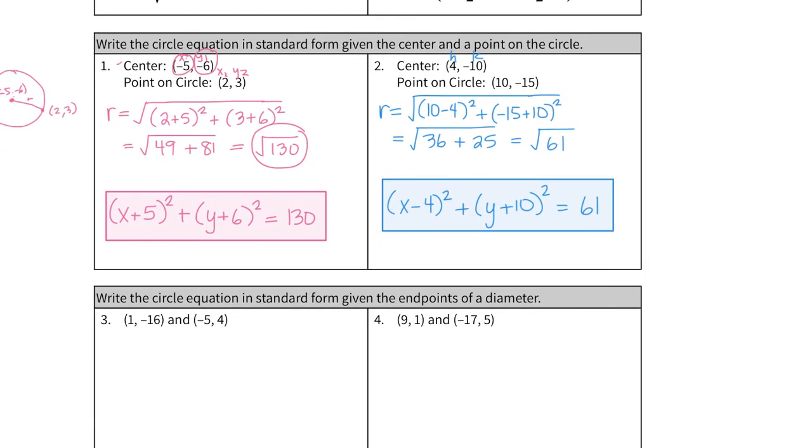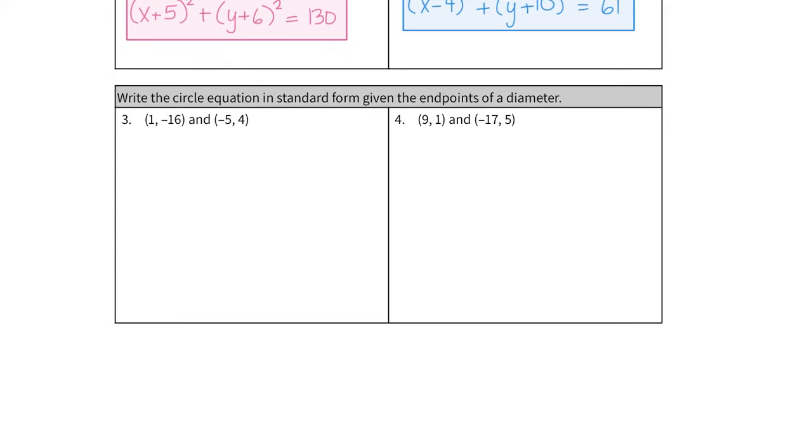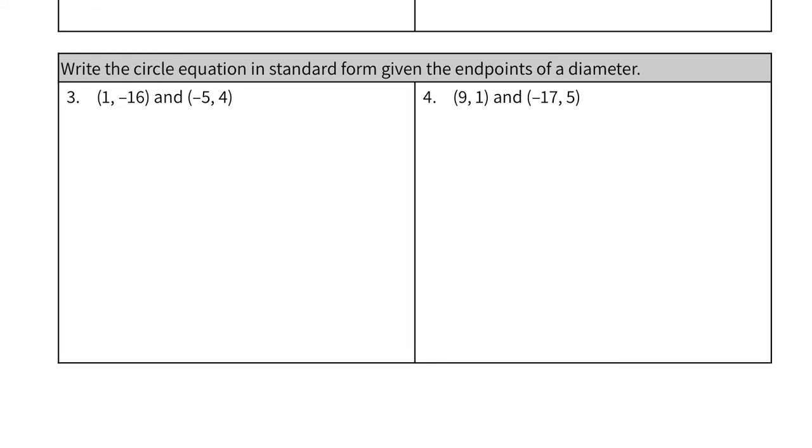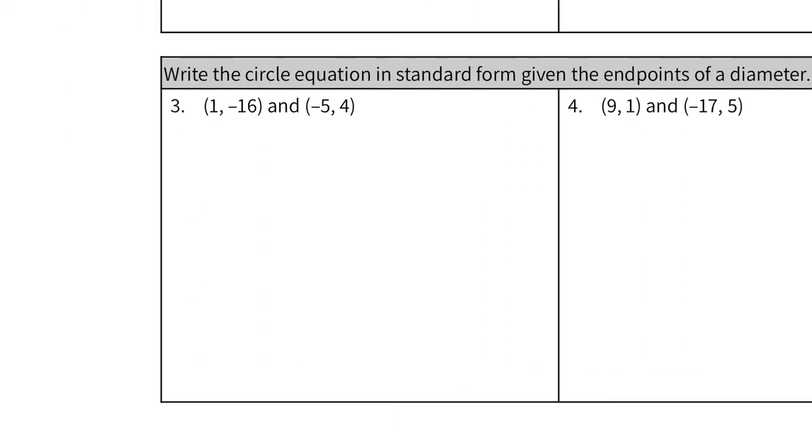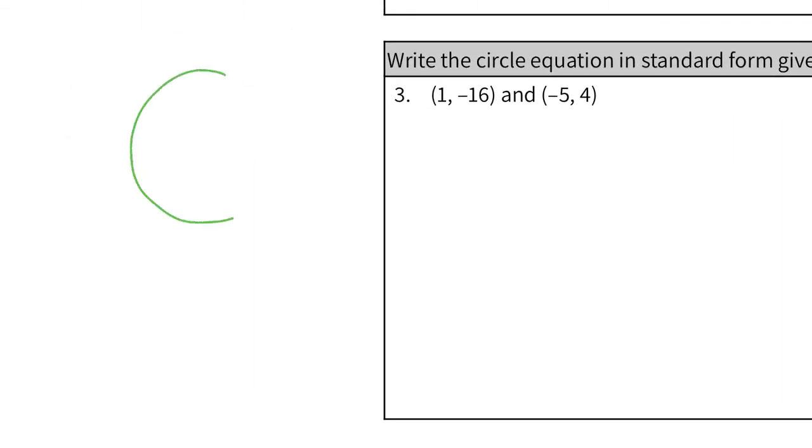Now the second two examples that I have for us today are where we're going to write the circle equation in standard form given the endpoints of the diameter. So again, picture this. If I had a circle, remember diameter goes straight across. It goes through the center. And what they're doing is they're giving us the endpoints of that diameter. So they're saying that this is (1, -16), and this is (-5, 4). So we have two things that we need to find. We need to find the coordinate of that center point. And then once we have that, we need to find the distance between the center and the edge so that we can get the radius.